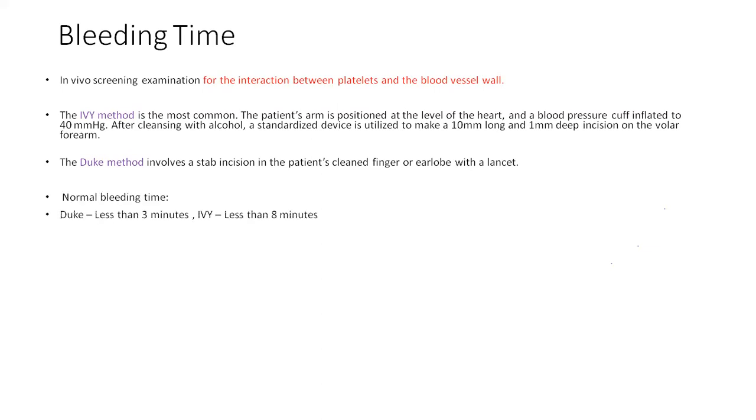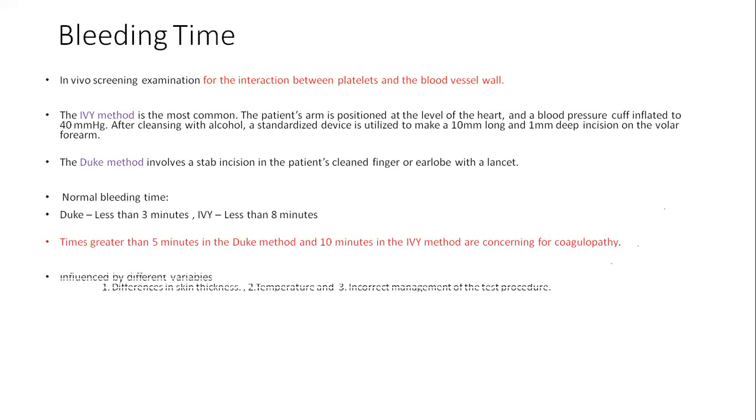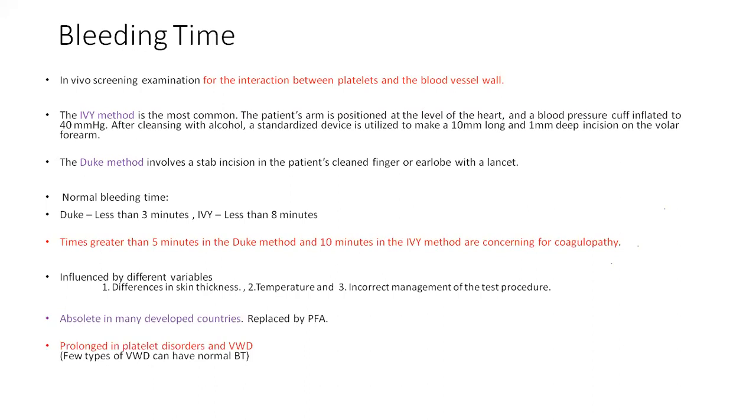Normal bleeding time is less than 3 minutes by Duke's method and less than 8 minutes by Ivy's method. If anything is prolonged, like more than 5 minutes in Duke's method and more than 10 minutes in Ivy's method, it is a concern for coagulopathy. There's a problem with primary hemostasis. It could be von Willebrand disease or it could be platelet disorders.